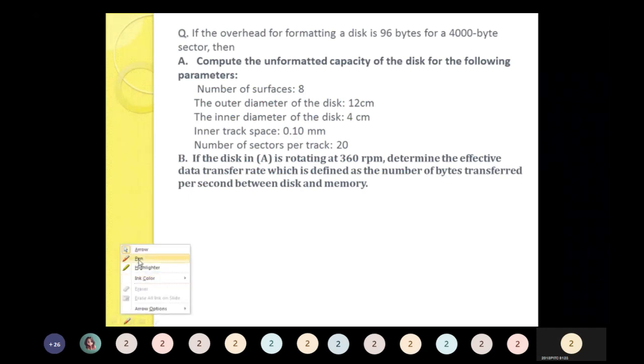If you understand the formula, you get the answer directly. By seeing this question, it looks like a very big question, but when we solve it, we get the answer directly. Just apply the formula and we get the answer.